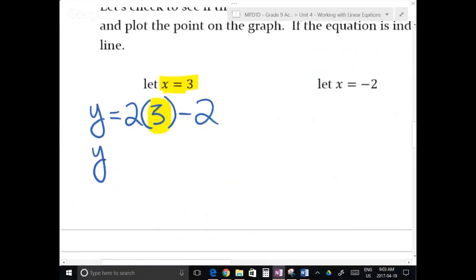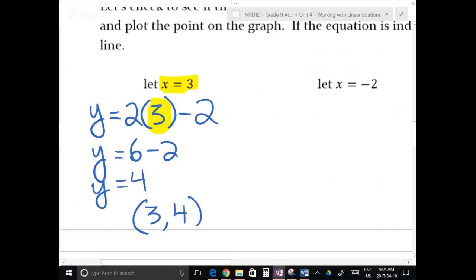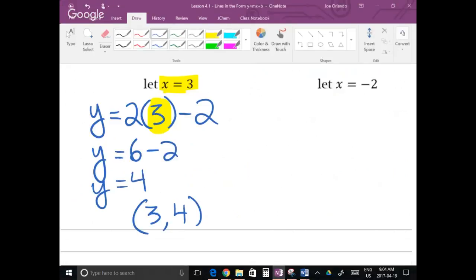Well, what does that work out to? What's 2 times 3? 6 minus 2. And what's 6 minus 2? 4. So what will the coordinates be then? What was our x value? 3. And what y value did it give us? 4. So if this equation is correct, the point (3, 4) should be on our line. So let's go check that.